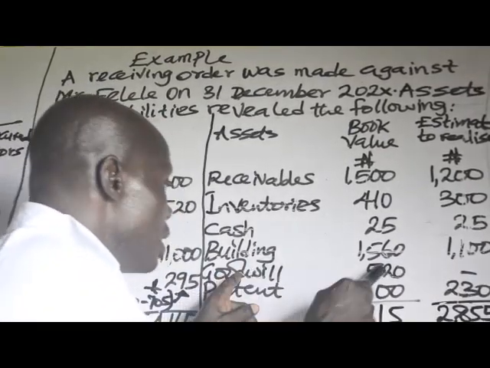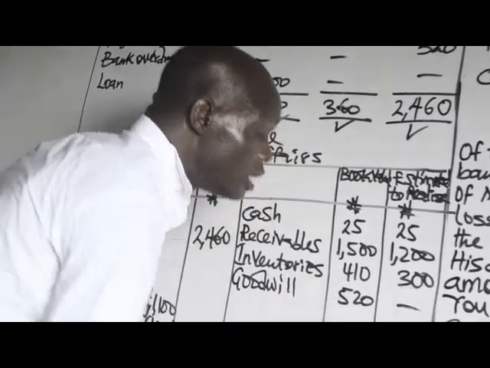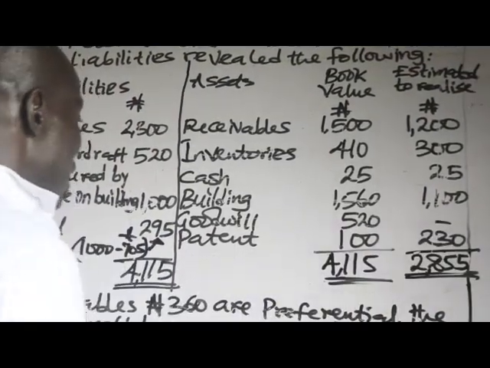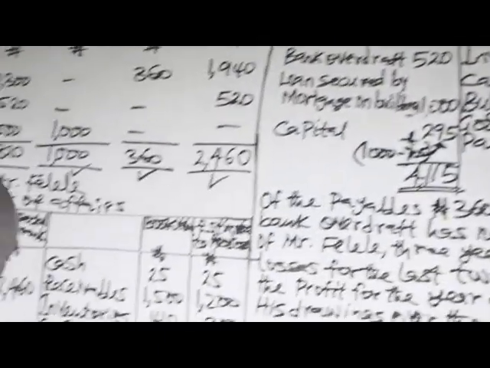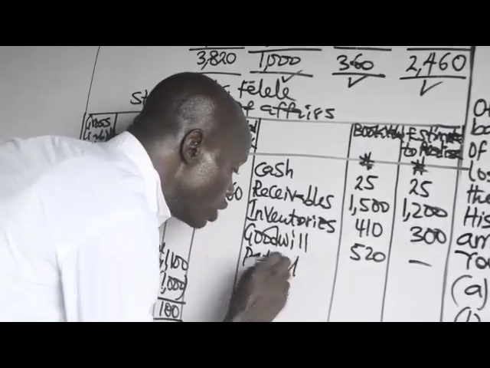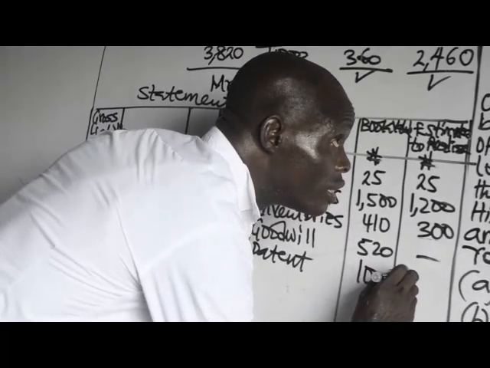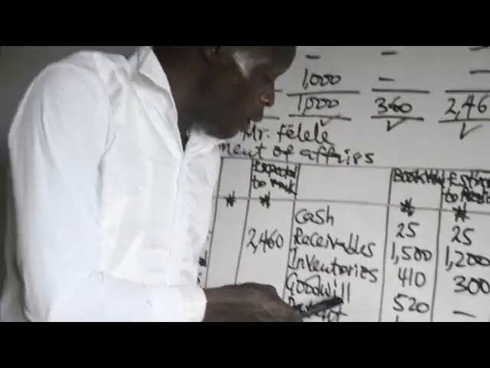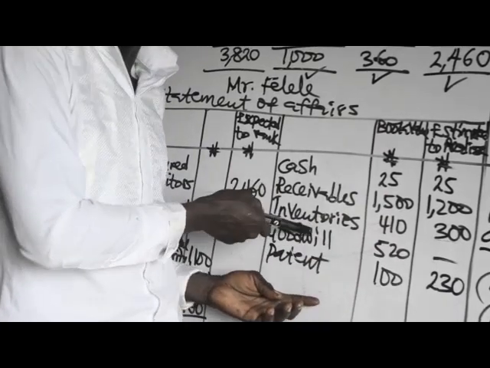Then we have goodwill. The book value is 520, but the realizable value of goodwill is nil. So that is why I put 520 and a dash. Then we have patent, 100 and 230. Patent was not used as security. The only asset used as security for loans among the list of the assets is the building. That is why the building was not considered here.